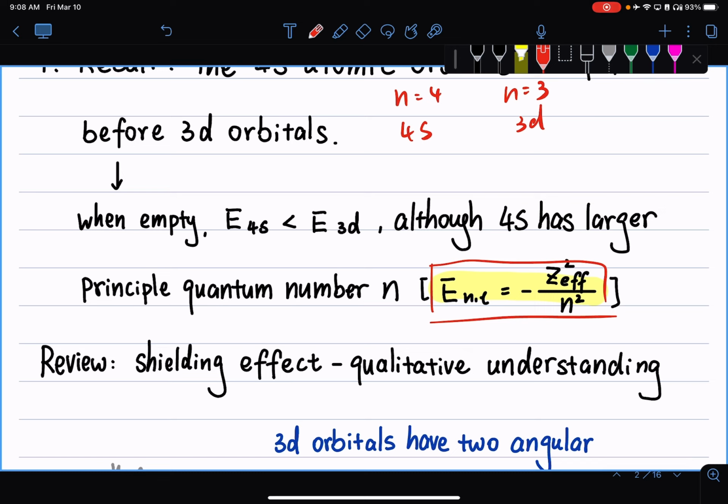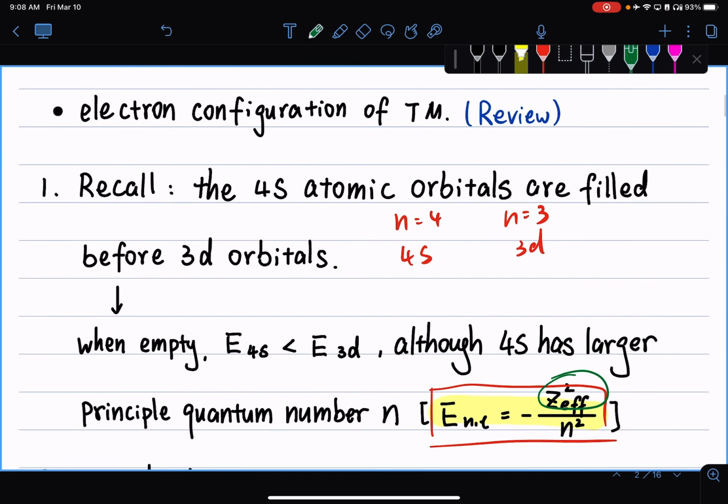But because of the shielding effect, we have this effective term. So the 3d is more shielded compared to 4s. Nevertheless, these are just the rationalization behind this trend. The take-home message is that the 4s is always filled before 3d when we're putting electrons in there.